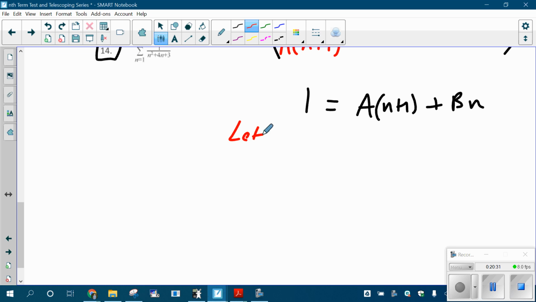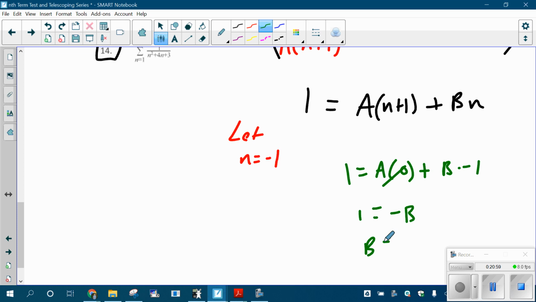Here's the weird part. This isn't like weird algebra, at least to me it was. Let's get rid of one of these variables by picking a specific n value. So if I want to get rid of the A, then I want n plus 1 to be 0, because that would get rid of the A term. So I would let my n equal -1. So if n was -1, then this would be A times 0 plus B times -1. That would go away. I get negative B equals 1. I'd get B equals -1. I just figured out what B is.